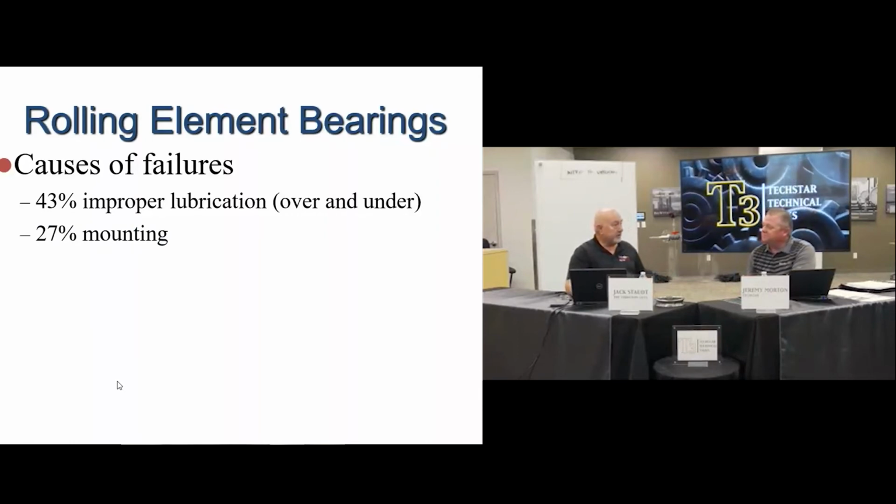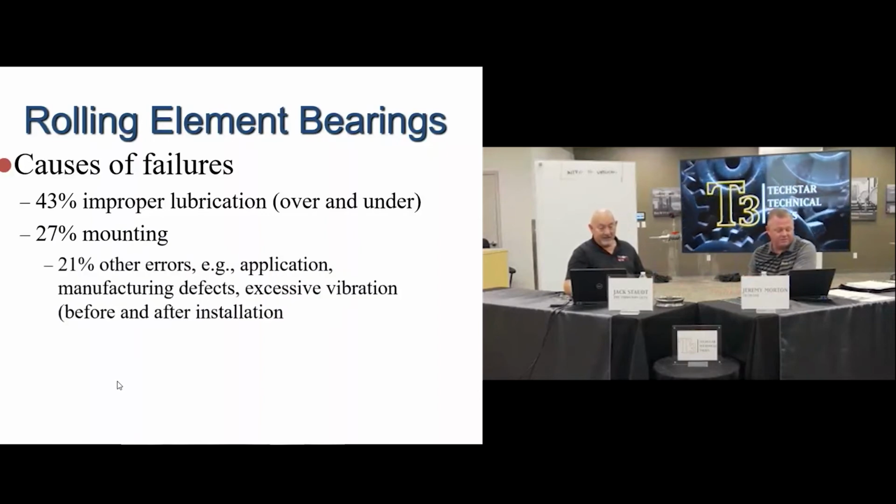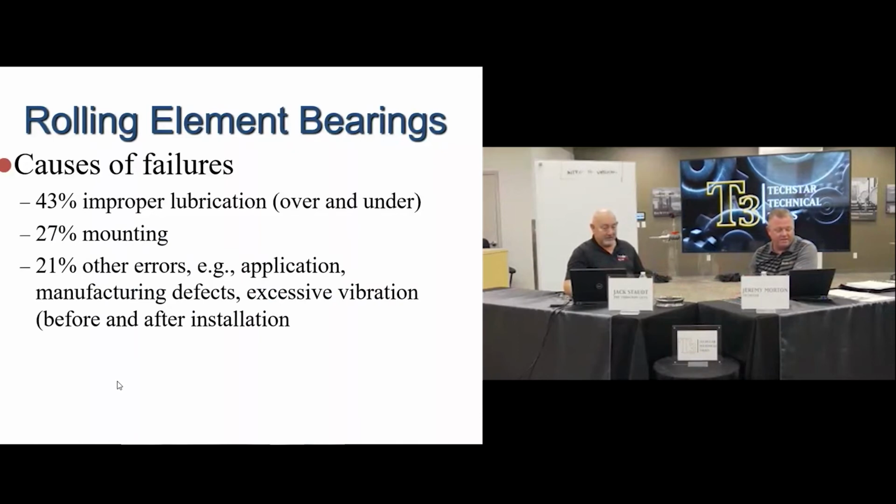Mounting, 27%. If they have one of these induction bearing heaters, it's great. They work great. But there are still people out there using a hammer and punch to put the bearing on. So we see some of those issues. That's the installation of the bearing itself. So just those two things alone, the lubrication and the installation of the bearing, account for 70%. And then 21% is manufacturer defects, already defective by the time you got it. Could be that it was shipped wrong.